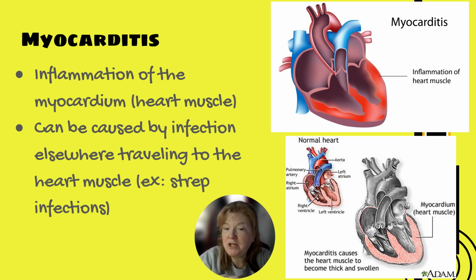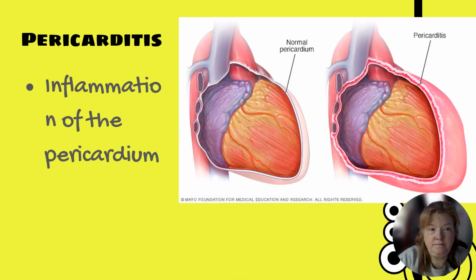Myocarditis. That's an inflammation of the myocardium or heart muscle. It can be caused by infection, but typically the infection is not begun in the heart. It started somewhere else, like I had strep throat, and then the infection spreads to the heart muscle. Pericarditis is an inflammation of the pericardium. That's the sac that the heart sits inside of.